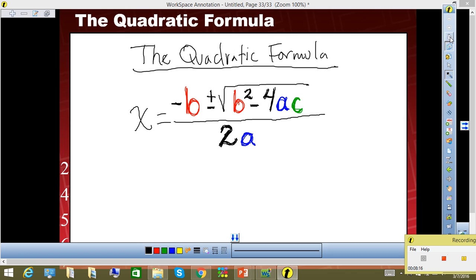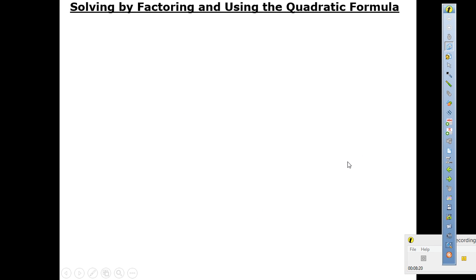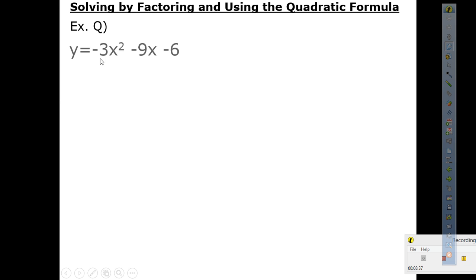Example Q. Copy this, please. Copy the instructions that say, solve by factoring and using the quadratic formula. Example Q: y equals negative 3x squared minus 9x minus 6. Copy that.